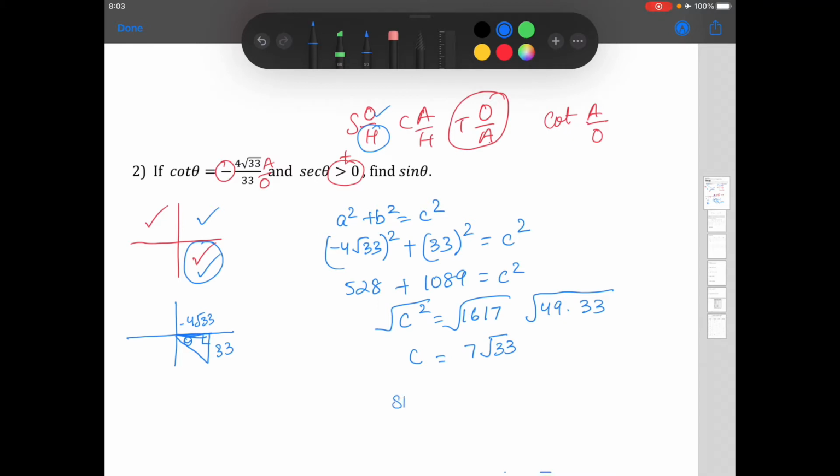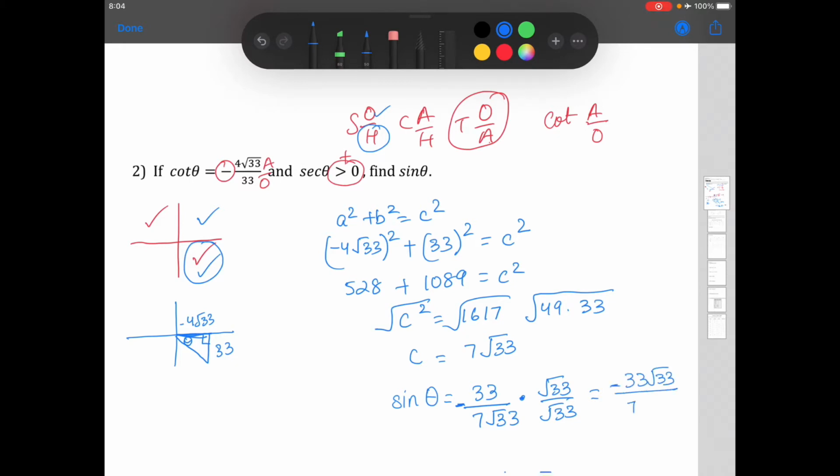So sine theta is opposite, which is 33 over 7 rad 33. And we're in the fourth quadrant, so make sure our sign is negative, right? So if I want to simplify, I'll just rationalize, multiplying and dividing by rad 33. So what do I get? I get 33 rad 33.